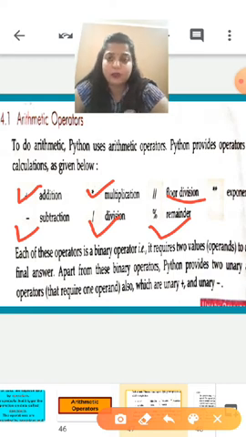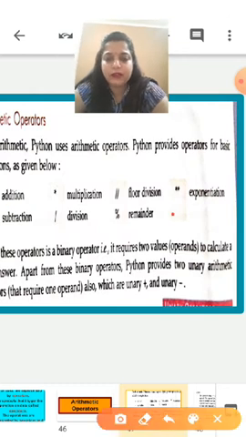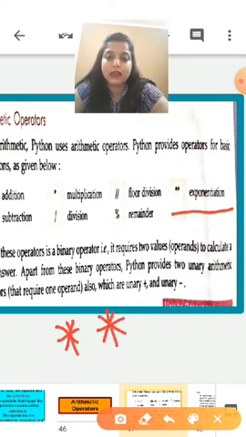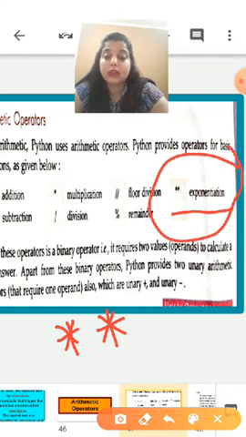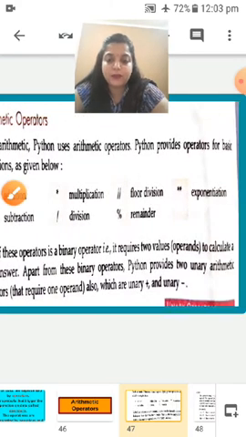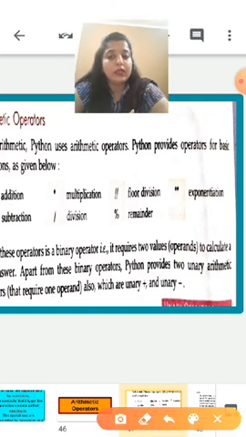We are going to discuss a small program based on these arithmetic operators so that the functionality of these operators is clear to you. One more operator is there, called exponentiation. The symbol of exponentiation is two multiplication signs. Now each of these operations is a binary operator. It requires two values. We have discussed that there are two types of operators: one is unary and the second is binary.